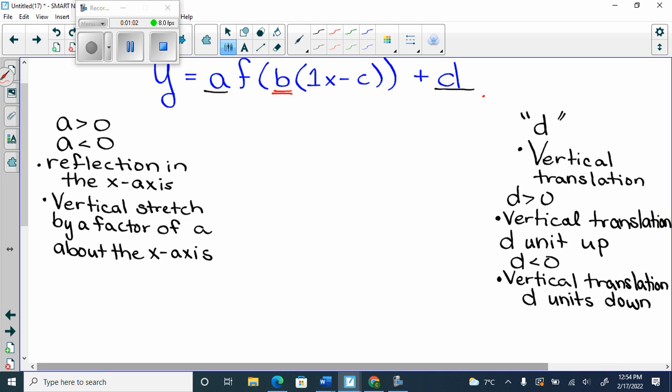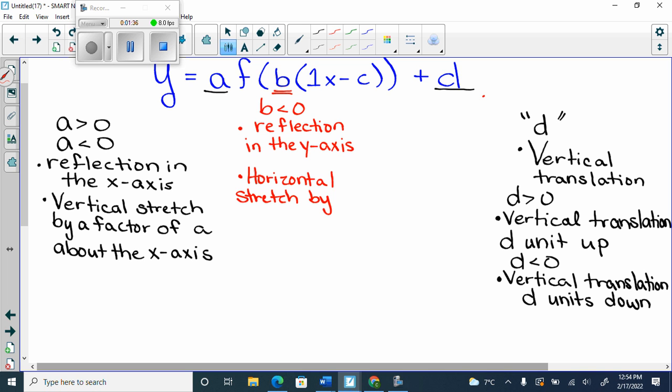So this B, if B is negative, I have a reflection in the y-axis. It's always in the opposite axis. So if it's with the X, it's in the y-axis. And B is positive or negative. If it's not 1, I have a horizontal stretch. By a factor of what? Not B.